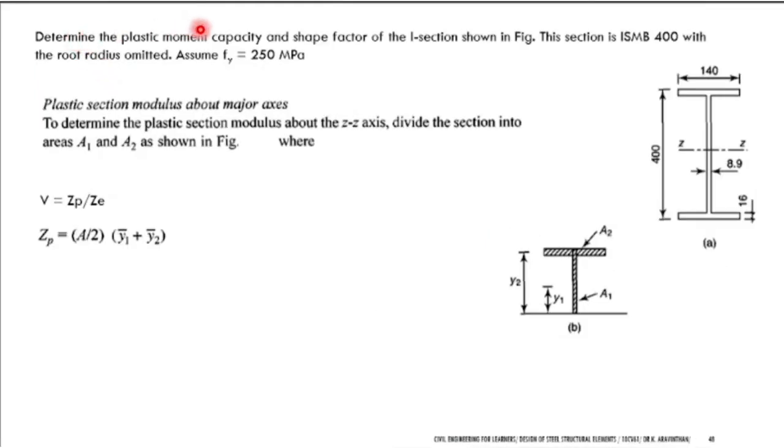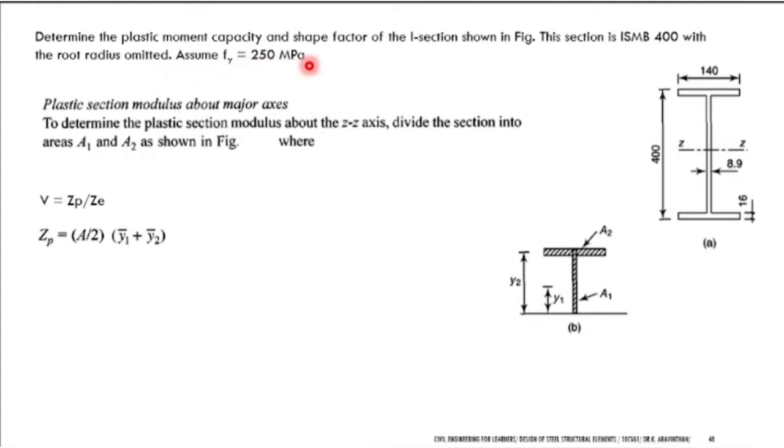Determine the plastic moment capacity and shape factor. These two components have to be identified. An I section is given. This is an Indian Standard mild steel beam section which has a 400 mm depth. This is the section which is given. For this section, what is the shape factor and the plastic moment capacity? With the root radius omitted, assume Fy equal to 250 MPa.